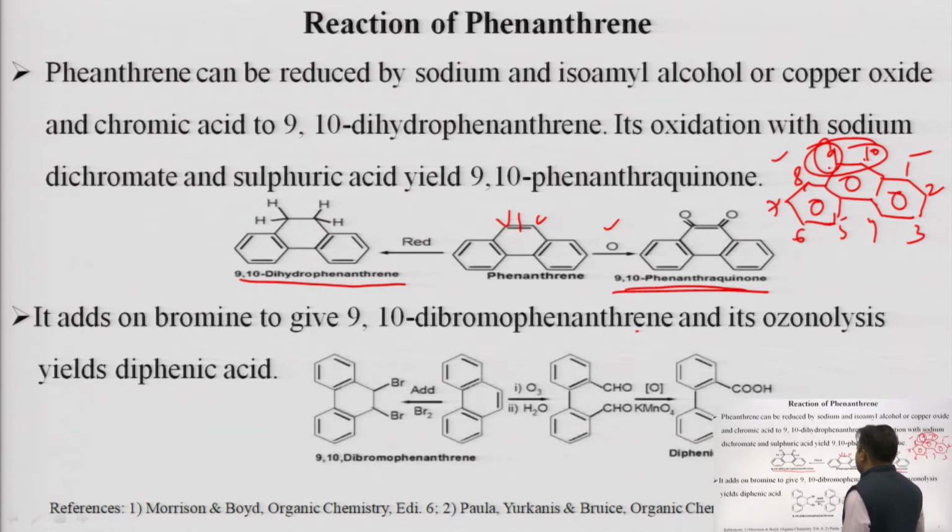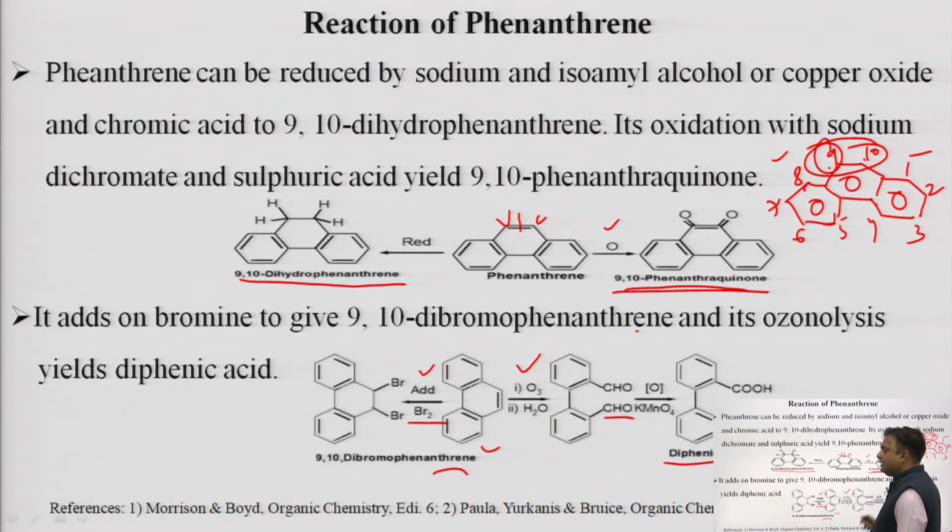Now, when we go for the addition of bromine, again the 9 and 10 positions of the phenanthrene ring will be involved. Bromine, by the addition reaction mechanism, gives 9,10-dibromophenanthrene as a product. When phenanthrene goes for ozonolysis in the presence of ozone and water, we get diphenic acid as the final product.